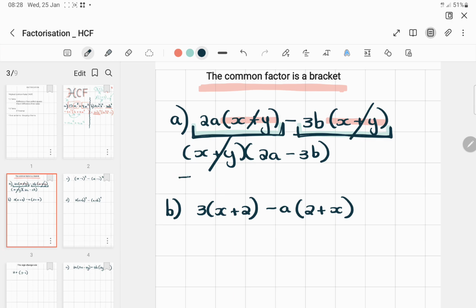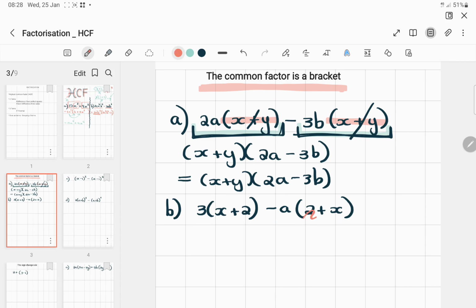All right, but people, in your answer, lots of you just leave out the x plus y. You must write down the bracket that you've taken out like that. Okay, so I just want to erase that line over there. Okay, and that is your final answer.